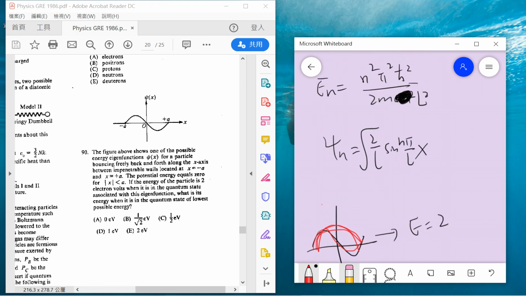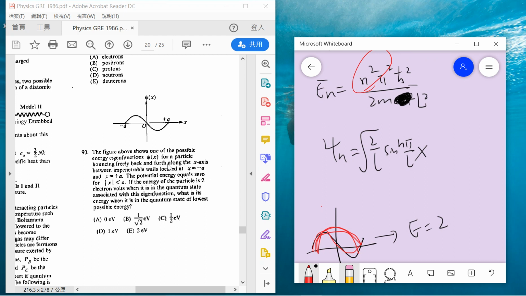And remember the En is proportional to n squared. So it should be 1/4, right? So the answer should be 2 times 1/4. So it's 0.5, because the energy state is proportional to n squared. So the answer is C.